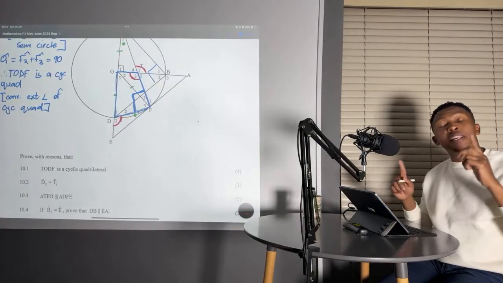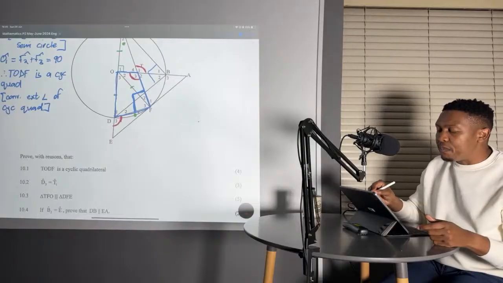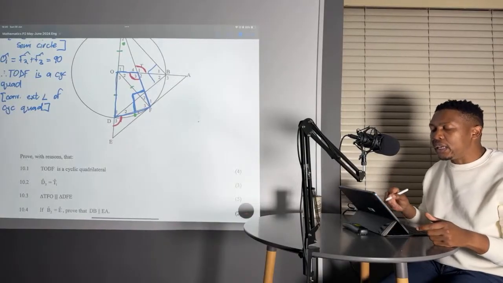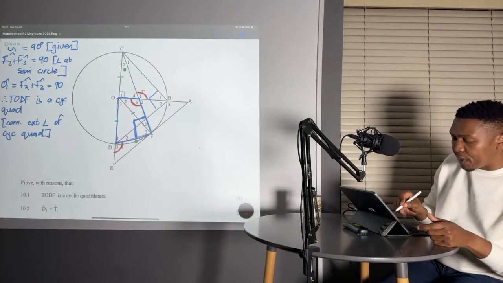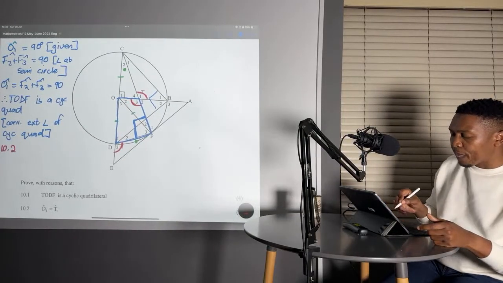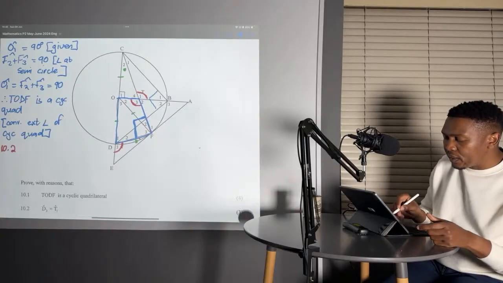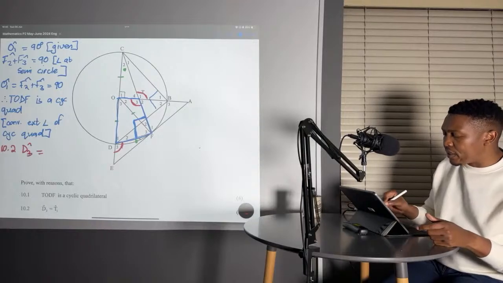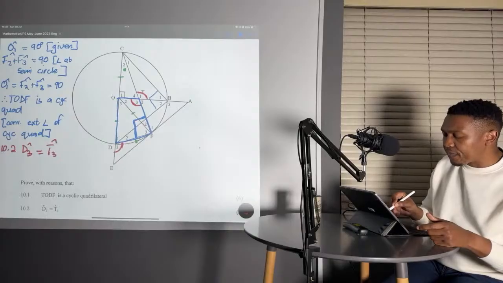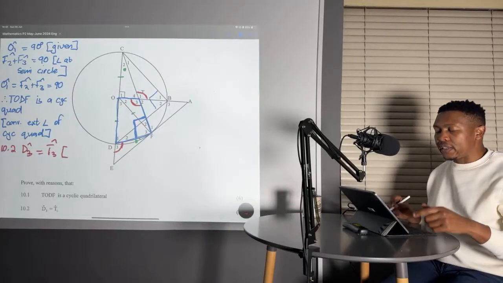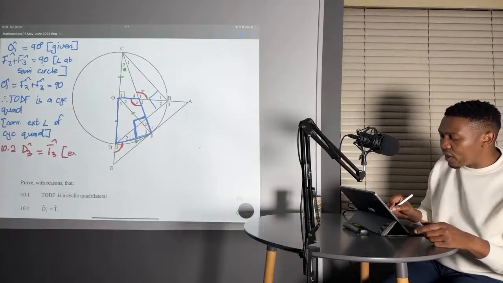Because we've proven that to be a cyclic quad, it means that angle D3 is equal to T3. So in this case, for 10.2, I'm just simply going to say angle D3 is equal to angle T3. But why is that? Because exterior angle of a cyclic quad.